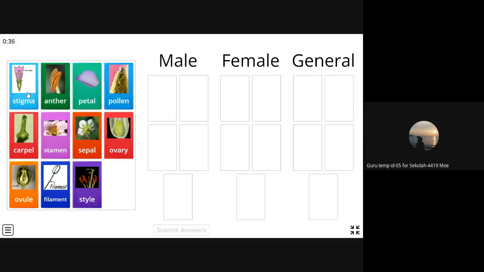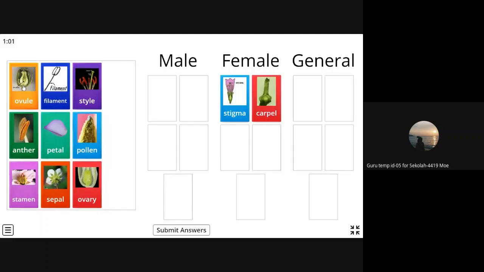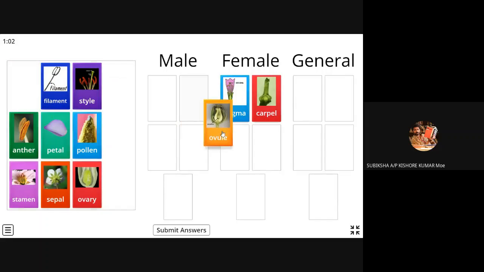Alright, so the first one. Who wants to tell me the answer? Okay, for stigma, you need to tell me whether it is male or female or general. Female. Stigma female. Okay, and then carpel. Okay, carpel ni maybe istilah baharu bagi kamu. Okay, carpel ni is dia same like pistil. So pistil is female one, right? Okay, betul. Ovule is female one. Female.